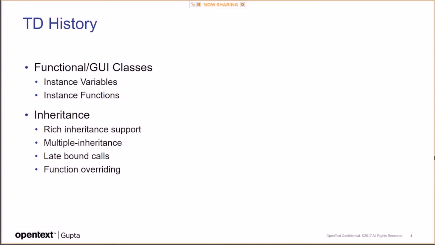We have functional and GUI classes, so the functional classes are really very good. We have instance variables and instance functions. The inheritance is very good. Rich inheritance support, like multiple inheritance, which, for example, C# doesn't have, or .NET in general doesn't have, which we implemented in TD.NET as well. Late bound calls, function overriding.